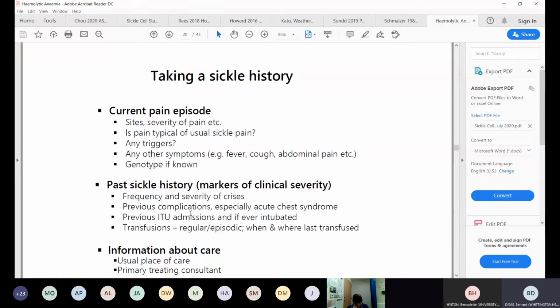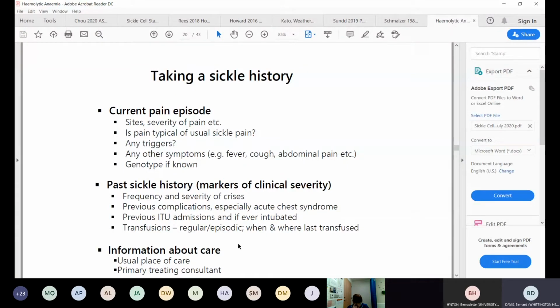So if there are any features in the past history which indicate severe disease, such as previous severe complications, ITU admissions, whether they've been ventilated in the past, and so on, all those are important in helping you to understand how the disease has behaved in the past and how it's likely to behave now and in the future.